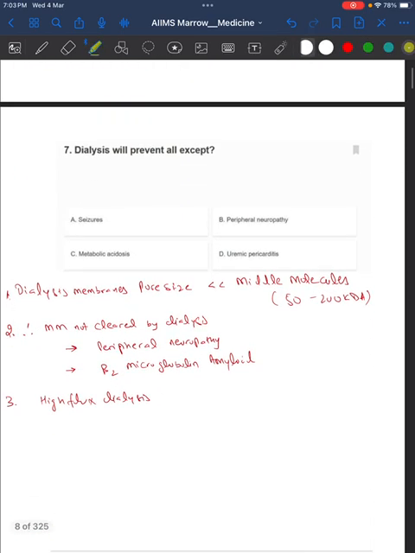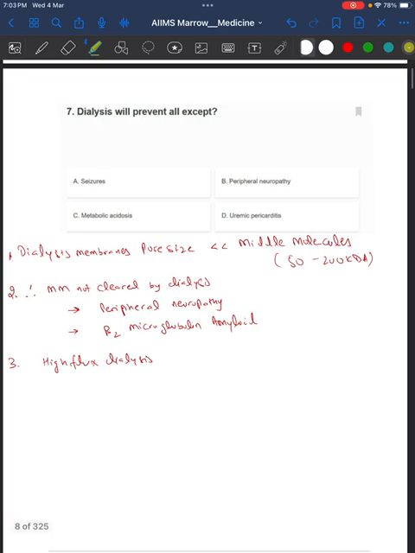And then the next question is, dialysis will prevent. Here is a very important concept of the middle molecules that you should know. These are molecules that are not filtered by the usual membrane we use for dialysis, because the membranes we use have a very small pore size, much smaller than the middle molecules. There is only one middle molecule that you should remember, that is beta-2 microglobulin.